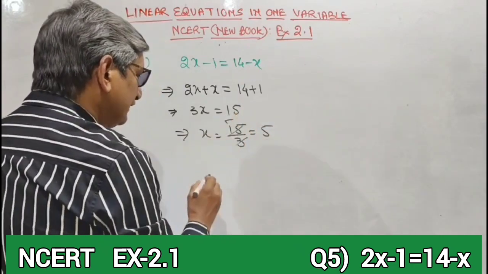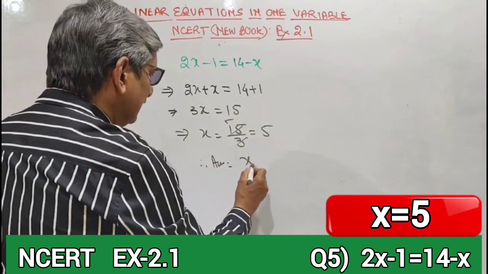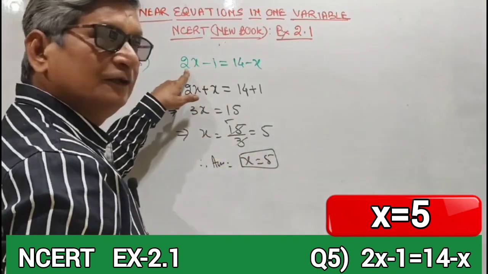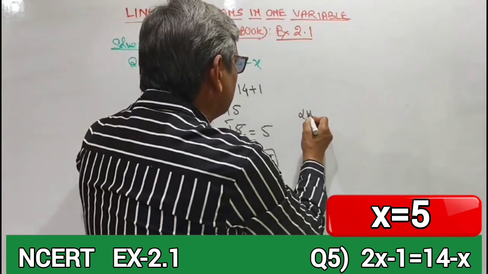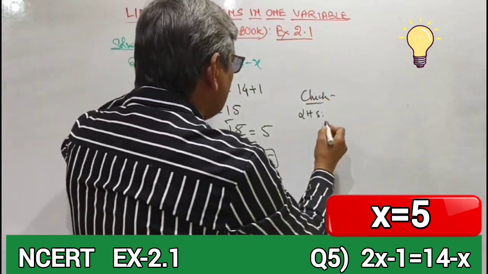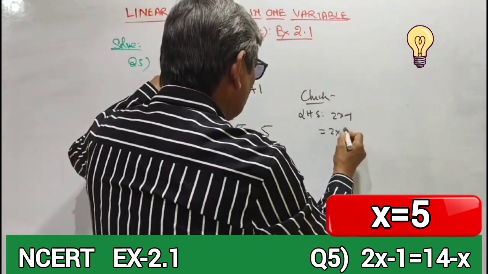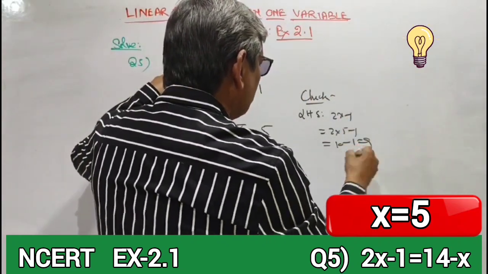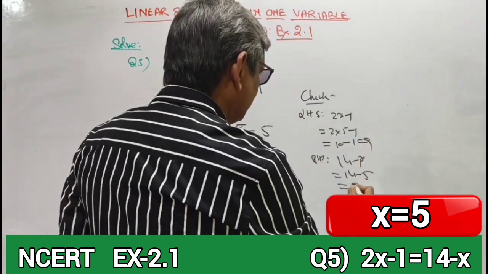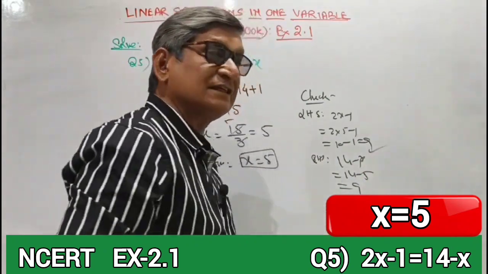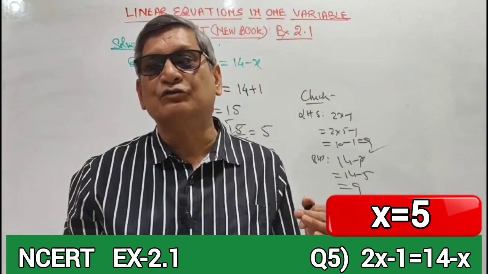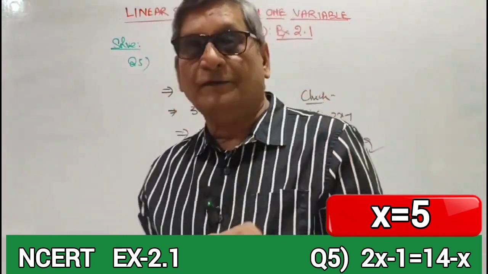So the answer is x = 5. A very important thing: if you want, you can put the value 5 here to check whether you are correct or not. On the left hand side, it is 2x minus 1, so 2 into 5 minus 1, 10 minus 1 is equal to 9. What is the right hand side? It is 14 minus x, which is 14 minus 5, equal to 9. So the left hand side is equal to the right hand side. So any equation can always be checked by putting the value of the variable in it.